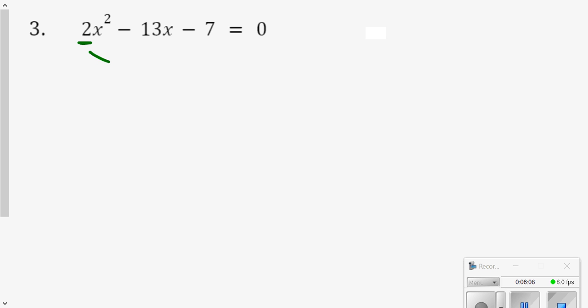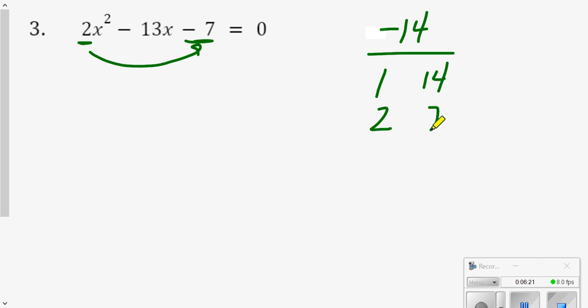So we have taught you the technique of split the middle term. So you'd multiply the leading coefficient times the constant. So in this case, it's negative 14. You want to think about pairs of numbers that multiply to 14. Then you want to look at the middle term. Think, how can I use one of those pairs of numbers to generate the negative 13?